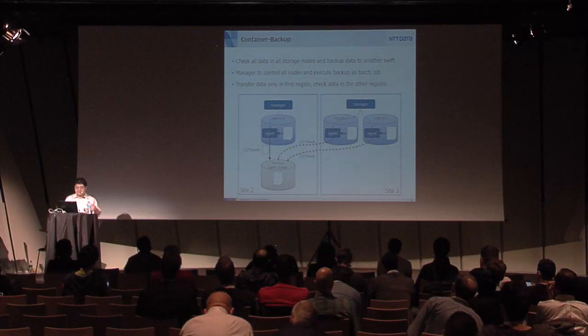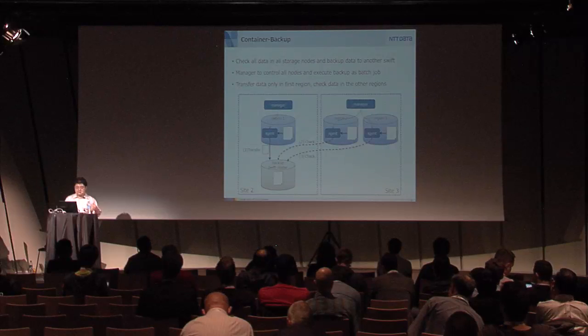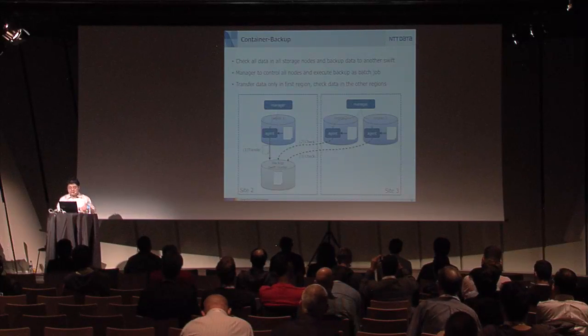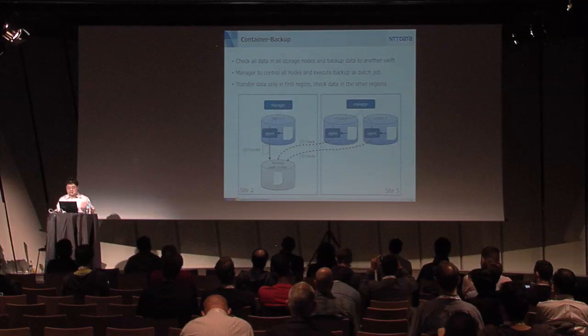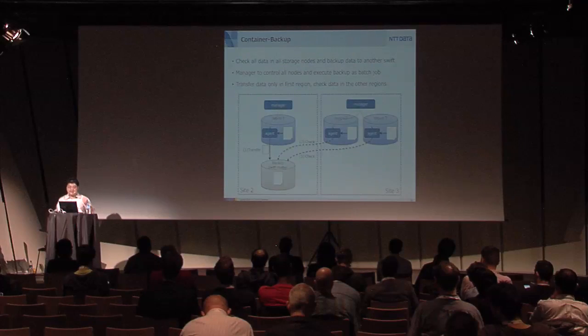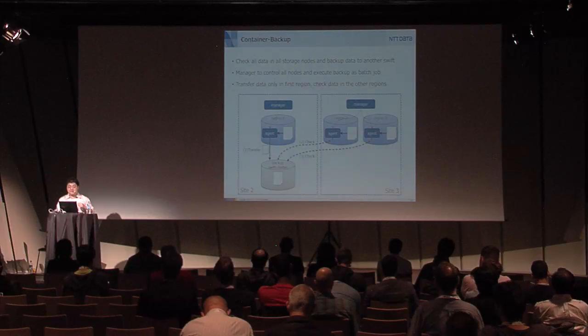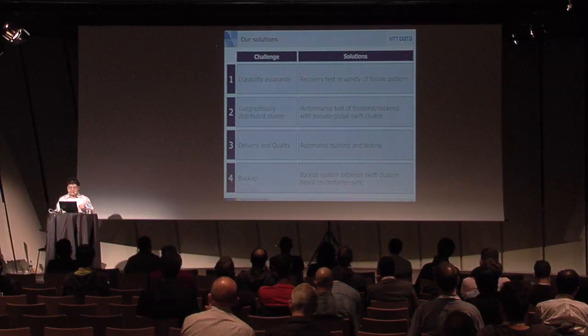With this feature, we can control the order of regions via agent works. First we start agents in the same site as the backup Swift cluster and transport all of the objects, and then start agents in the other site to check data in backup storage and ensure completeness of the backup. So now we solved all challenges.